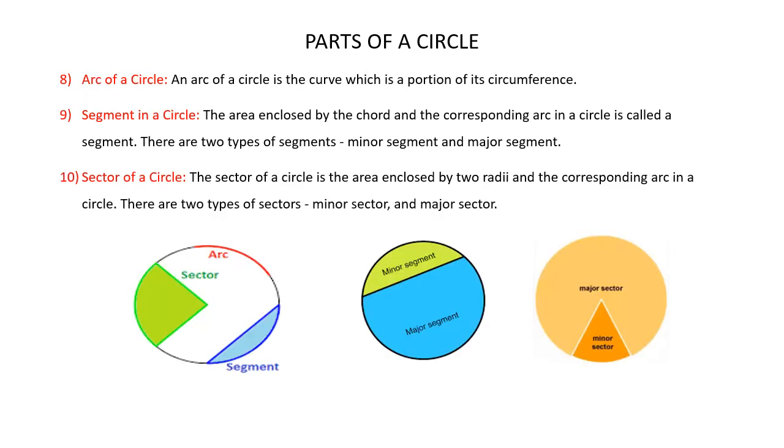Let's learn about some more parts of a circle. Arc of a circle. An arc of a circle is the curve which is a portion of its circumference. Now look at this diagram. This is the circumference of the circle. Now this curve, which is a portion of the circumference of the circle, is known as the arc of the circle.